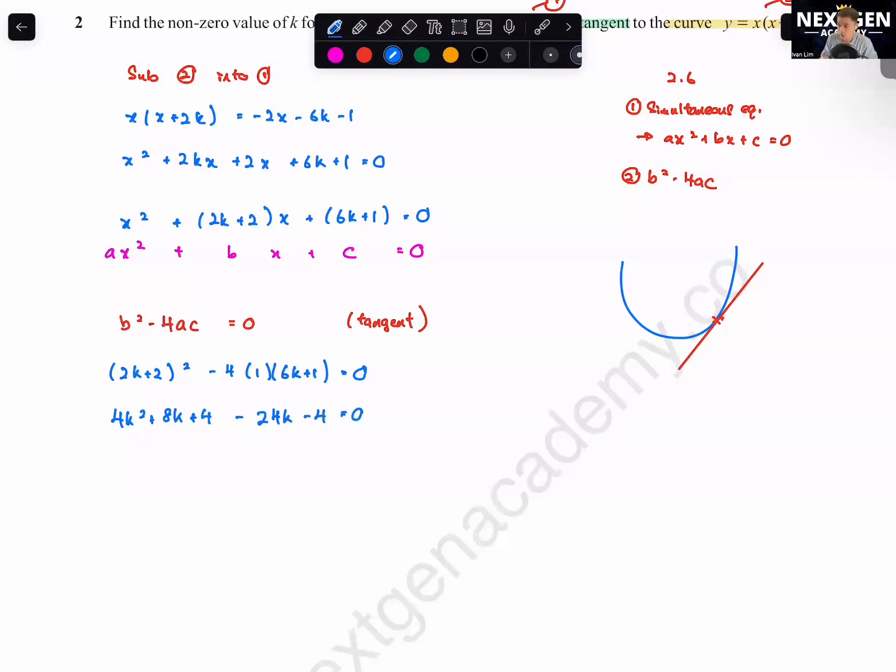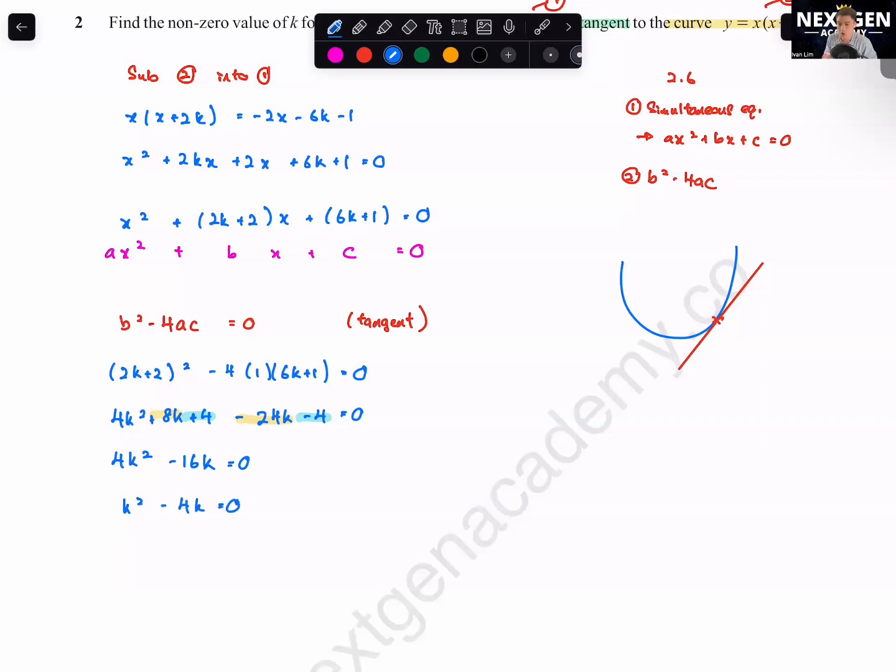Let's solve for this one here. You will get 4k square. You got 8k minus 24k. Then you got plus 4 minus 4. Plus 4 and minus 4 will cancel off. Plus 8k minus 24k, you'll get minus 16k equals 0. Then what can you do here? You can divide the whole thing by 4.